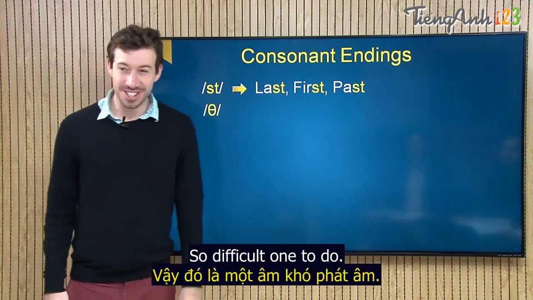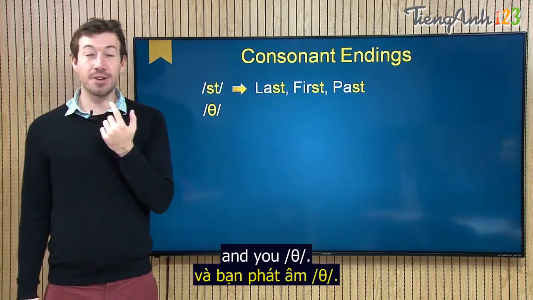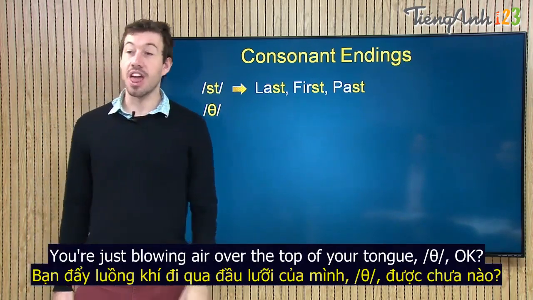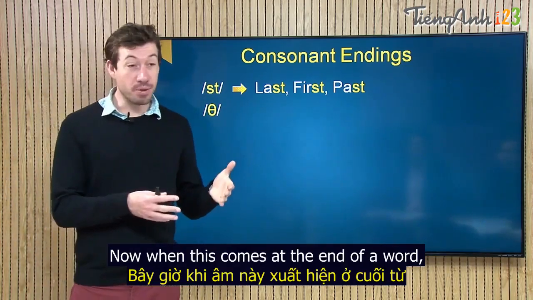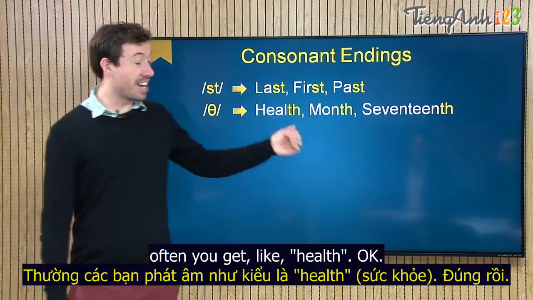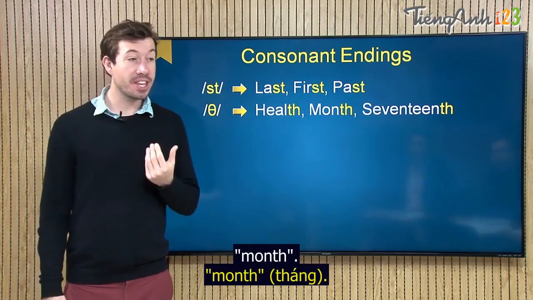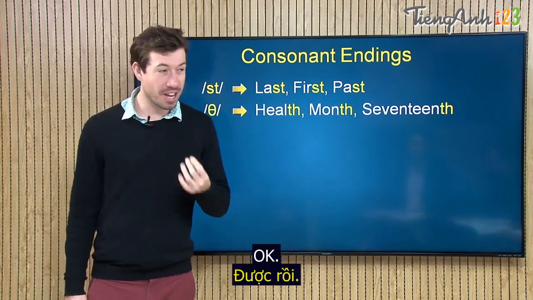It's a difficult one to do. So it's your tongue between your teeth, and you're just blowing air over the top of your tongue. Now, when this comes at the end of a word, it's very hard to do. So often you get like health, month, and 17th.